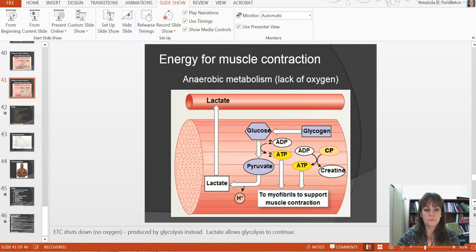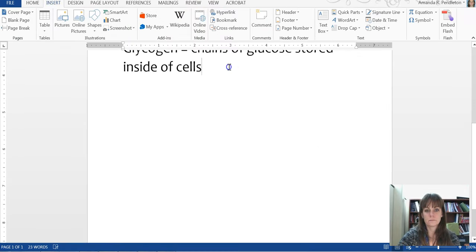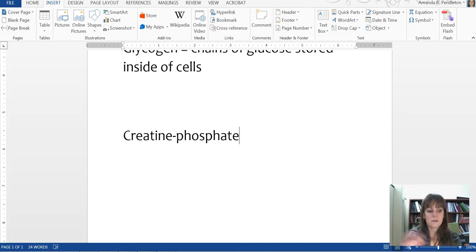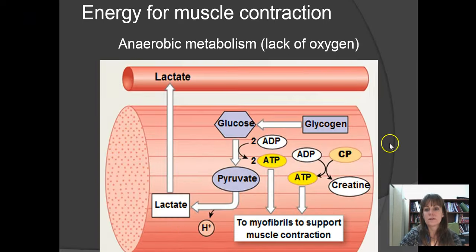So creatine phosphate is essentially creatine with a phosphate molecule stuck on it. And what's going to happen is it's going to transfer that phosphate to ADP to create ATP. So what we're seeing here, creatine phosphate, it takes its phosphate and puts it onto ADP, which is adenosine diphosphate, making it ATP.